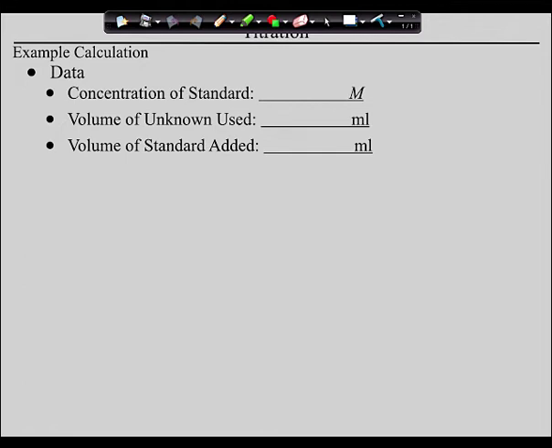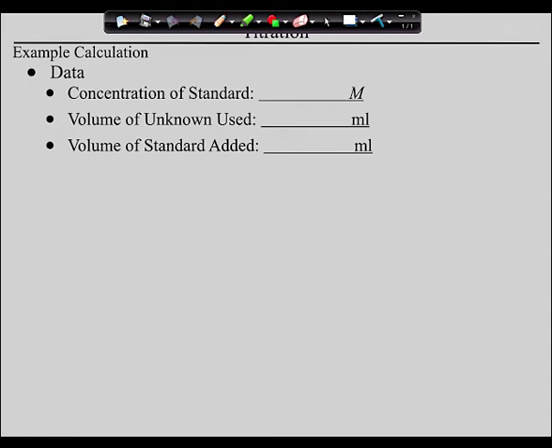So guys, these are the 3 pieces of data we need to collect. The concentration of the standard, the volume of the unknown used, and the volume of the standard that was added to the unknown. So once you've got that written down, the only additional notes that you need to take today are the data. You're going to write down some data. And then we'll do the math together, but you're done taking notes. You guys ready to go?